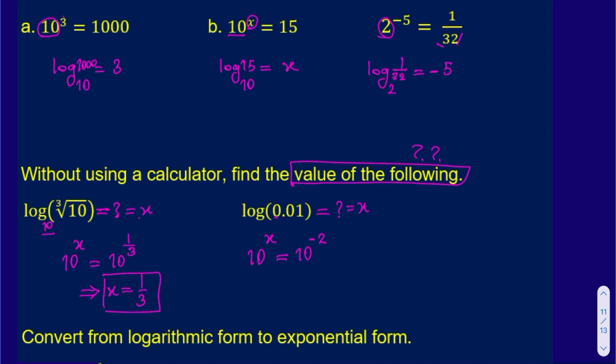Therefore, notice that we need to write this number in a form similar to what we have already got on the left side, okay. So therefore, according to the comparison of these two numbers, bases are the same, powers must be the same. x is equal to negative 2, okay.